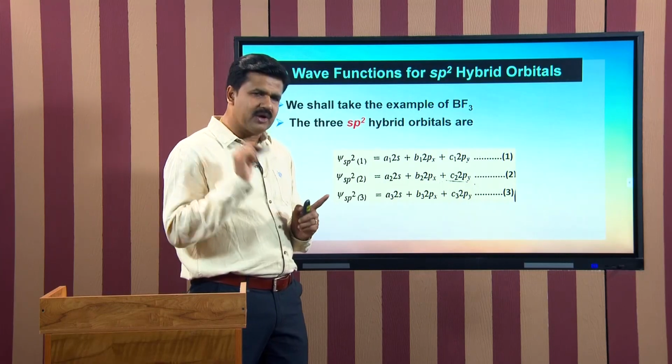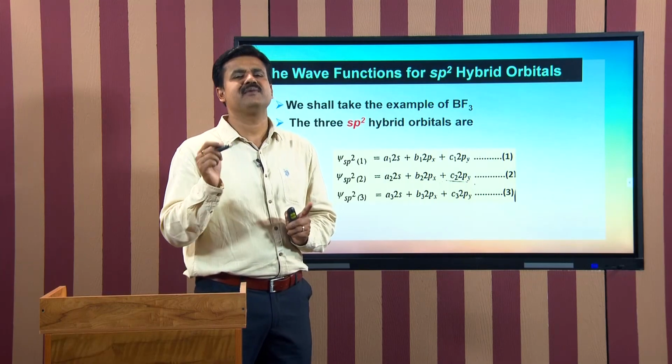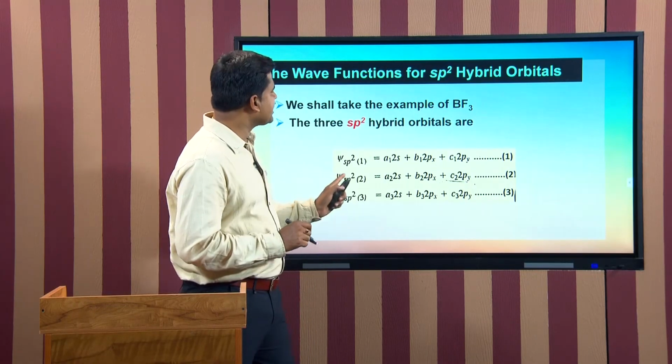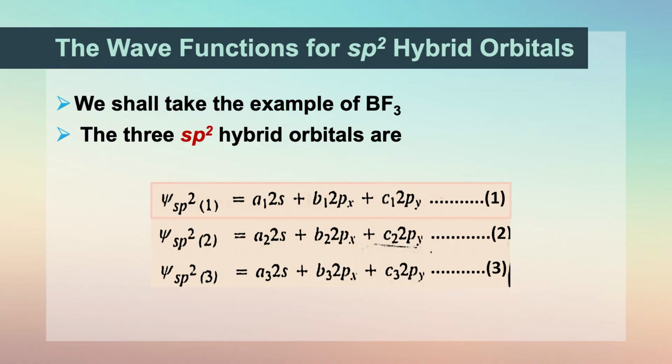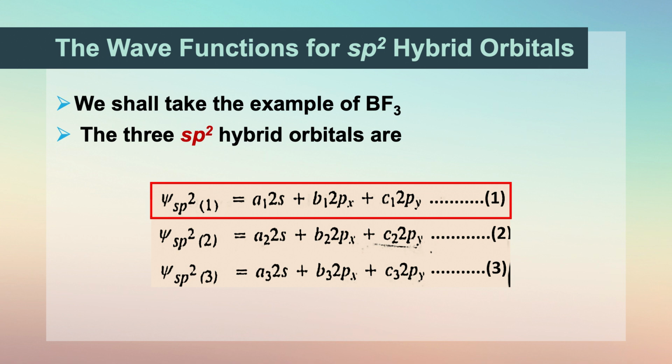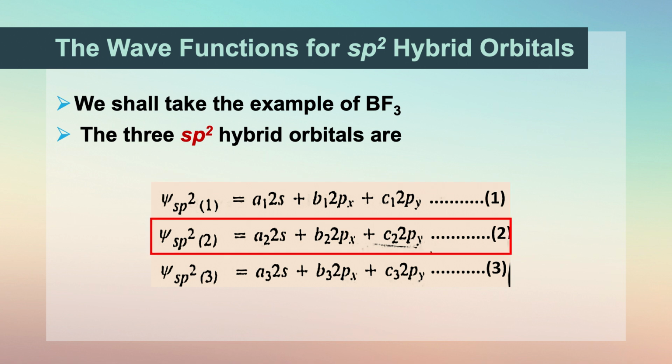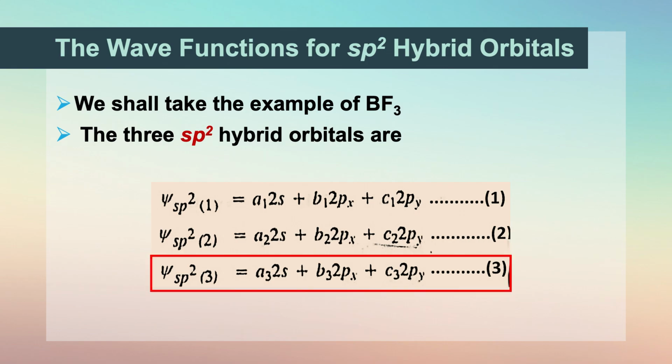According to the linear combination of atomic orbitals principle, the three sp2 hybrid orbitals can be represented as psi sp2 1 equal to a1 2s plus b1 2px plus c1 2py, and psi sp2 2 is equal to a2 2s plus b2 2px plus c2 2py, and finally psi sp2 3 is equal to a3 2s plus b3 2px plus c3 2py.